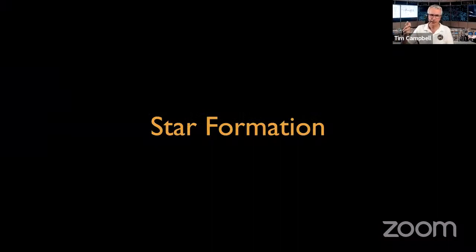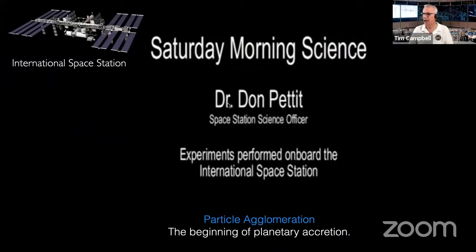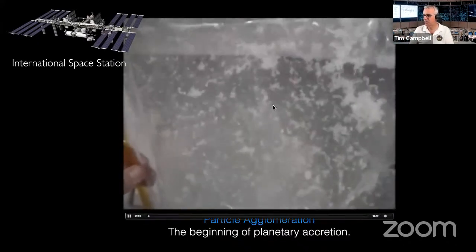And so one of the things that I want you to see is just this little thing on how stars form. This is just a little snippet that I'm going to show you. This is Dr. Don Pettit. He was on the US Space Station. So we've got the International Space Station. And I want you to see this little video clip here.